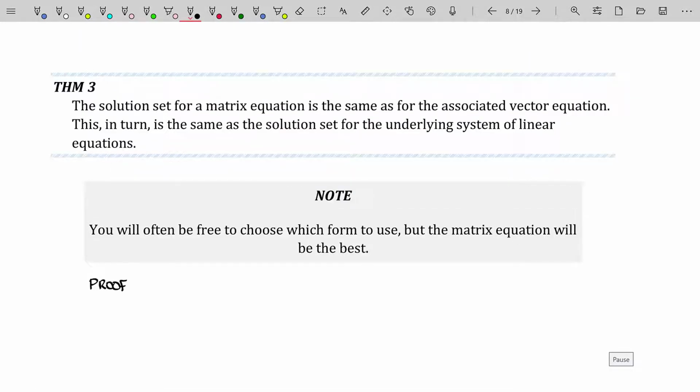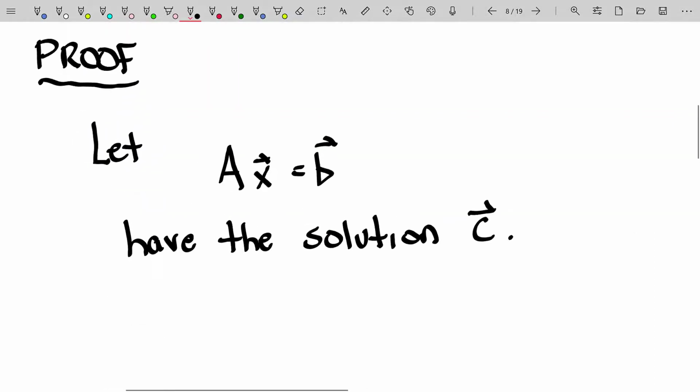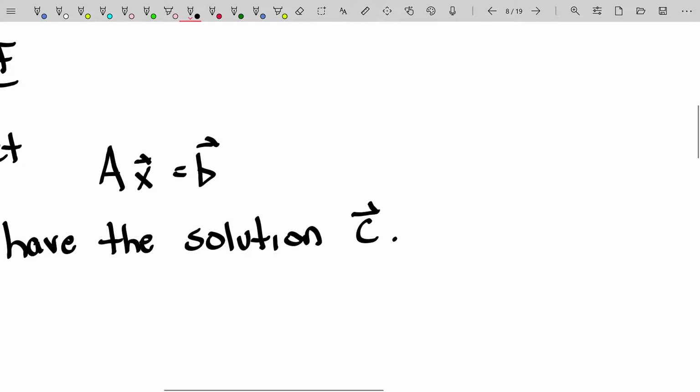And this proof is going to be a little bit of a long proof. I don't mean for it to be, but it just is that way. We're going to go ahead and start with the matrix. Let AX equals B, that matrix equation right there, have the solution some vector C. That is, when you plug that vector C in, it solves that equation. Or in other words, A times C is equal to B.